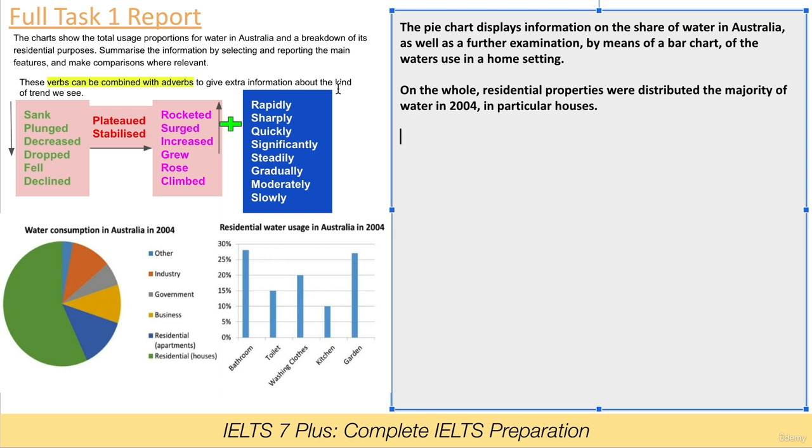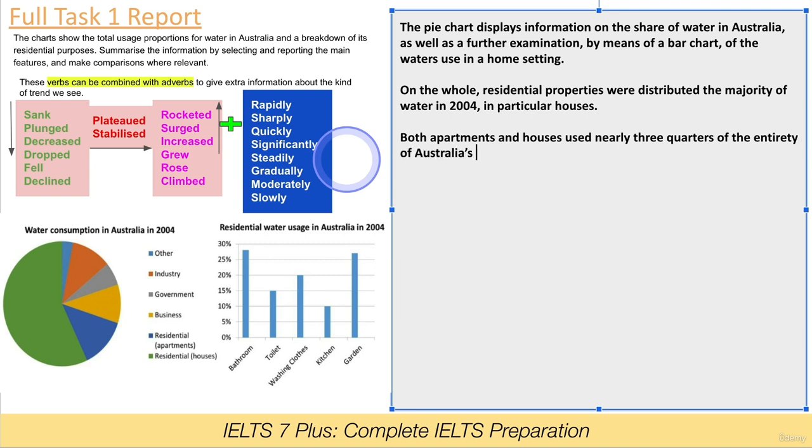So now let's dive into the residential uses itself, and so we'll be talking about the pie chart and also a bit more focus on what that water is being used for within the house. Okay. So both apartments and houses, we're stating from here, used nearly 3/4. So we can be a bit creative with how we feed back this information, because there's no statistics here, no figures. Used nearly 3/4 of the entirety of Australia's water in 2004. Okay, so we're referring to the pie chart.